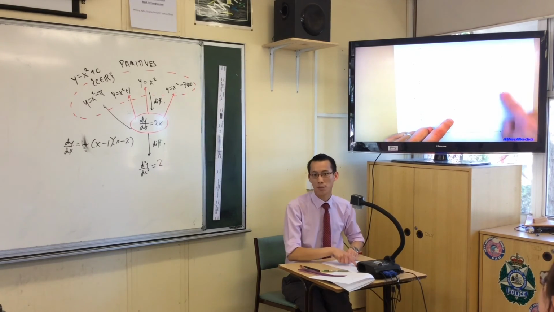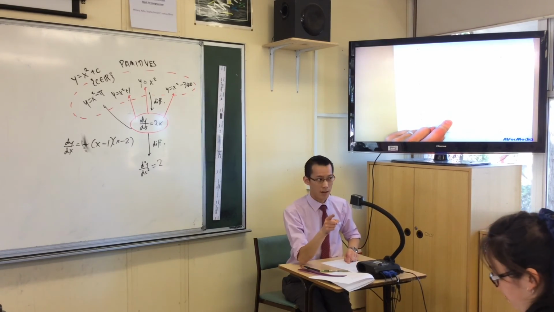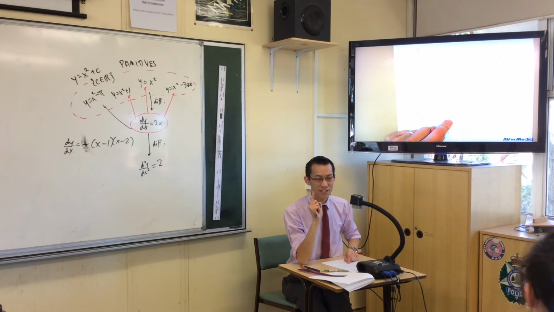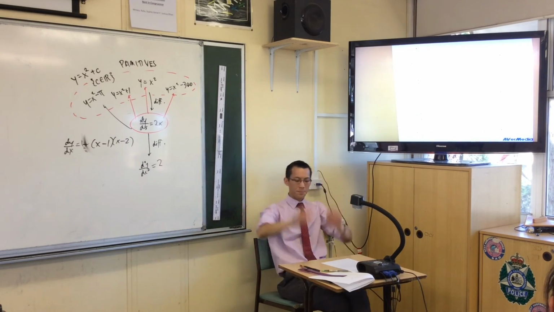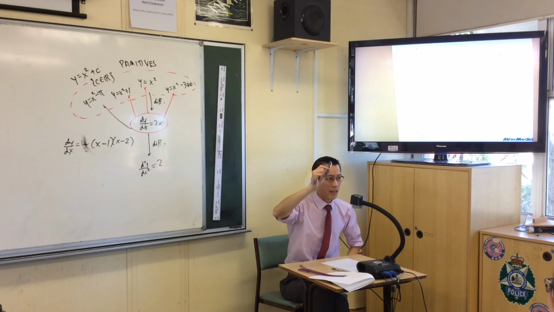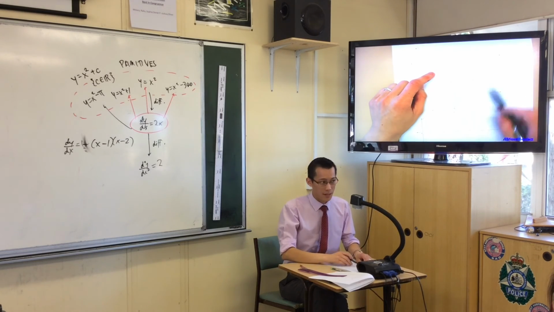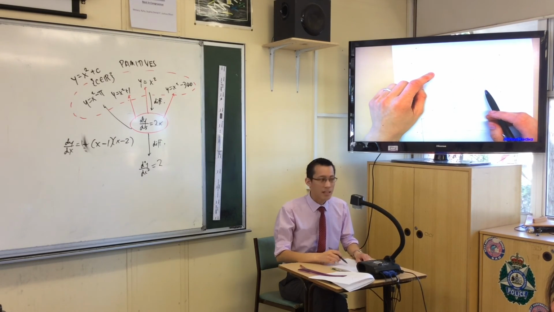Tell me how many stationary points this has. None. It has none. That's what I meant to say. There's no stationary points. Now hold on a second. Black pen in hand. Okay. This thing never turns. Its gradient never turns around.